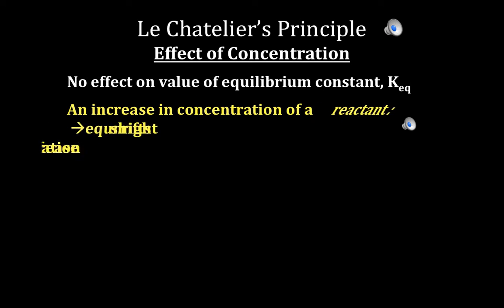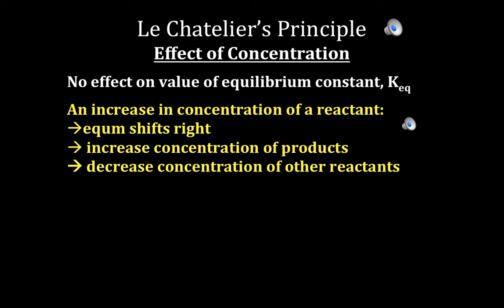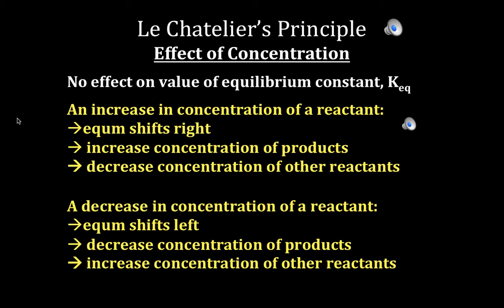So let's look at the effect of concentration. Increase in the concentration of reactant. Well, we want to use up some of that reactant so the equilibrium shifts right. As it shifts to the right, it uses up some of the other reactants, so their concentration goes down, and we make more products, so the product concentration goes up. Whatever we had here, it has to be the opposite if we decrease the concentration. So instead of shifting right, it shifts left. Instead of increasing concentration of products, it decreases concentration of products. We use up those products to regenerate some of the reactants.